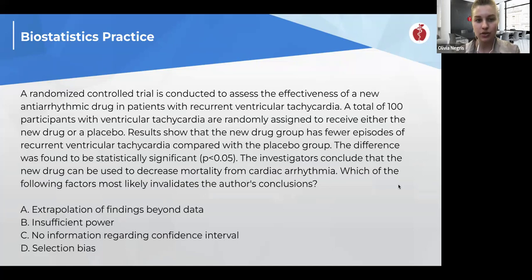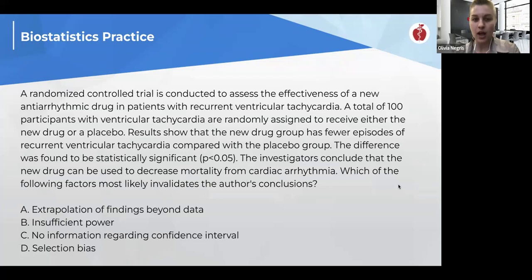There's a randomized control trial that is conducted to assess the effectiveness of a new antiarrhythmic drug in patients with recurrent ventricular tachycardia. A total of 100 patients with ventricular tachycardia are randomly assigned to receive either the new drug or a placebo. Results show that the new drug group has fewer episodes of recurrent ventricular tachycardia compared with the placebo group. The difference was found to be statistically significant with a p-value of less than 0.05. The investigators conclude that the new drug can be used to decrease mortality from cardiac arrhythmia.